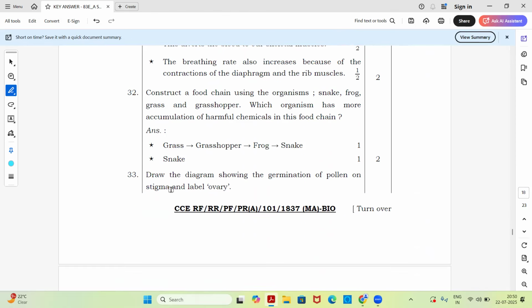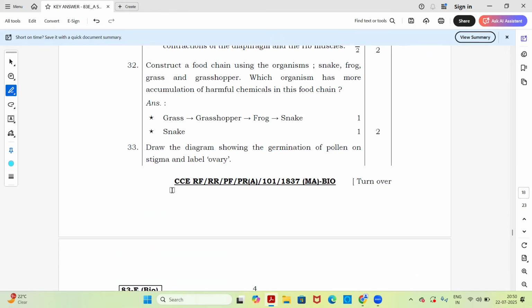Next, construct a food chain using the organisms snake, frog, grass, and grasshopper. Which organism has more accumulation of harmful chemicals in this food chain? Okay, so you need to make a food chain here, and also write the organism which has more accumulation of harmful chemicals. So understand the question and please write the answer. It's given here. Look at it very carefully.